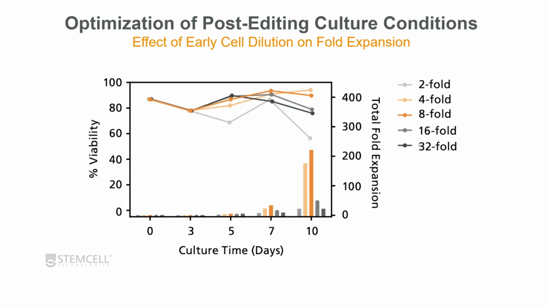So together, these data highlight the importance of cell density on T cell expansion, and our findings suggest that maintaining T cells at lower cell densities significantly improves T cell growth and viability, especially at early stages of cell expansion.